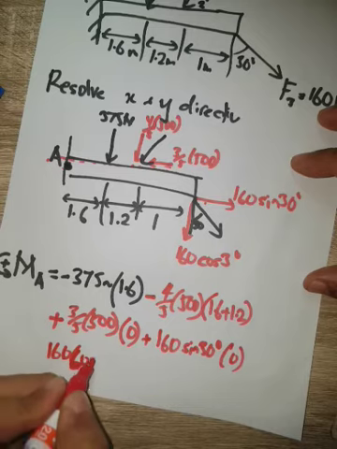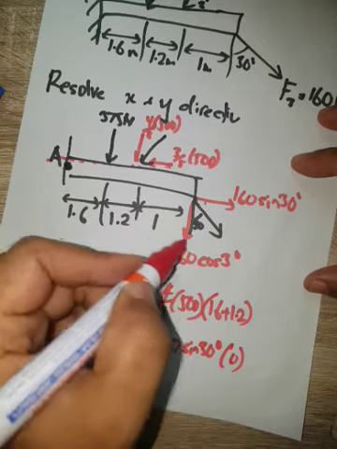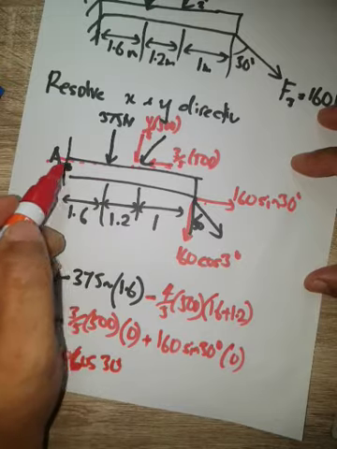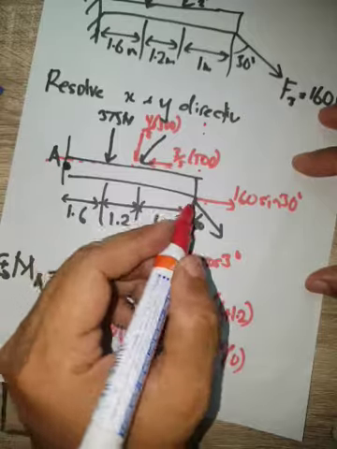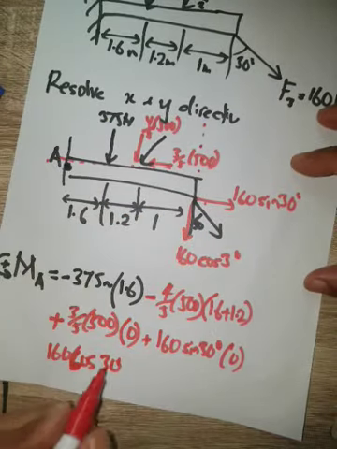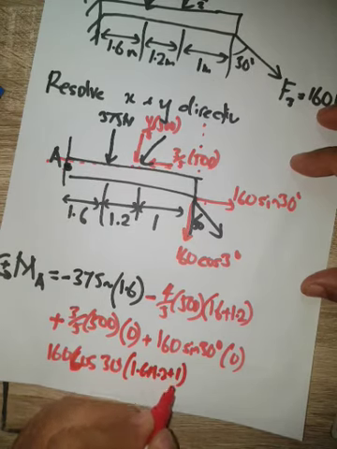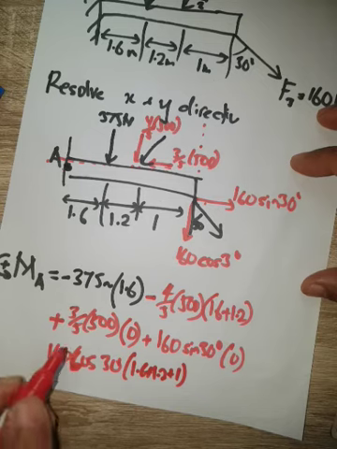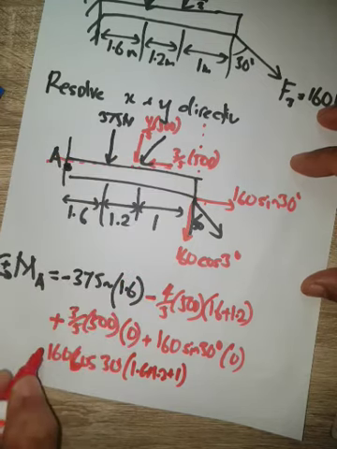And then the final one is 160 cosine 30 degrees. What is the perpendicular distance between this force line and point A? Along the action line of this force, the perpendicular distance is going to be 1.5 plus 1.2 plus 1. What is the direction of the rotation? Again, it is going to rotate clockwise, so it is going to be negative.